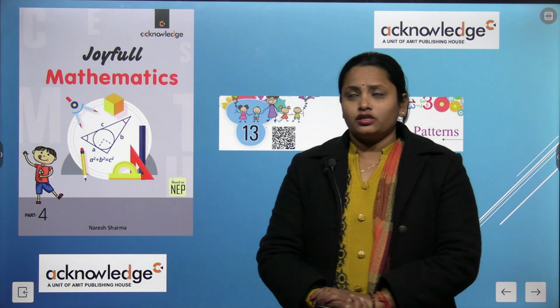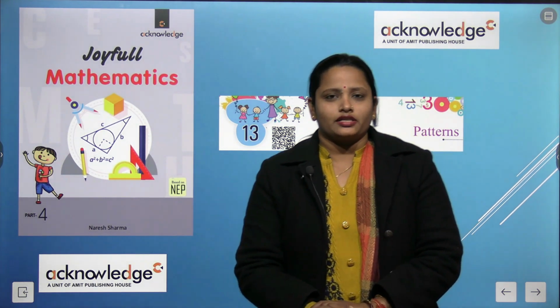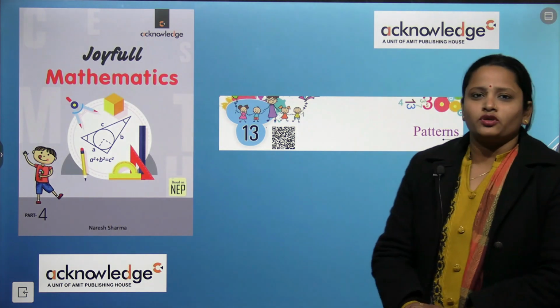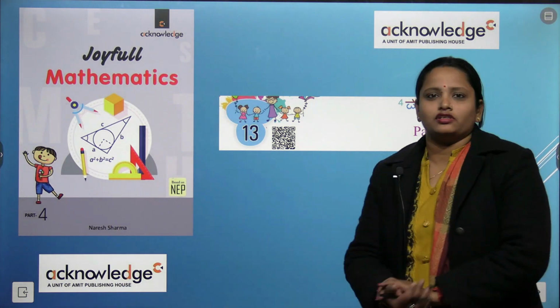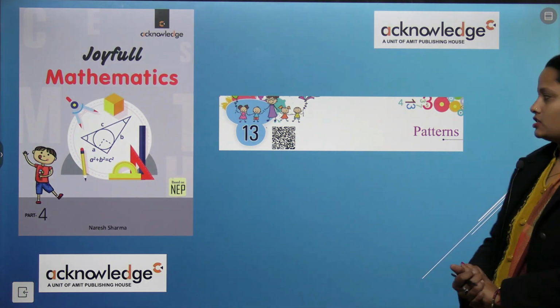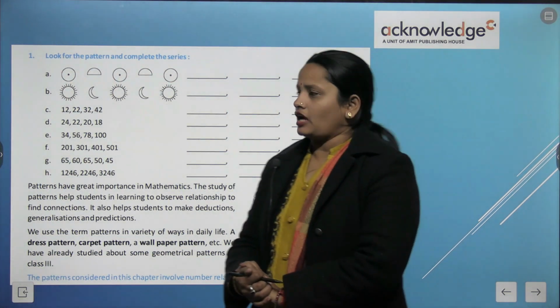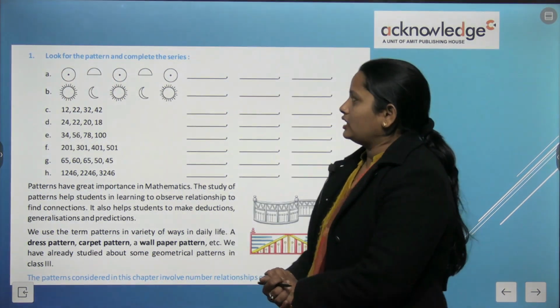Children, this is your book and the name of your book is Joyful Mathematics. So let's start a new chapter today. This is chapter number 13 of your book, and the name of the chapter is Patterns. So let's start the chapter. Here an exercise is given. You have to look for the pattern and complete the series.